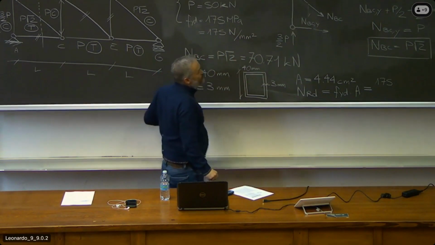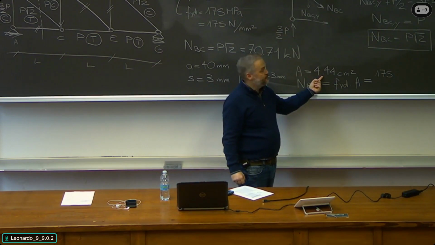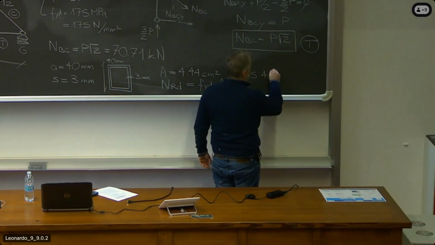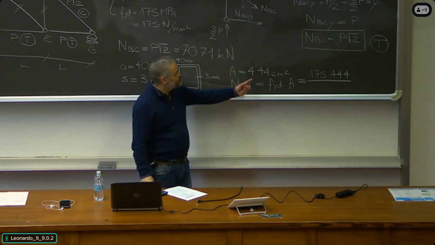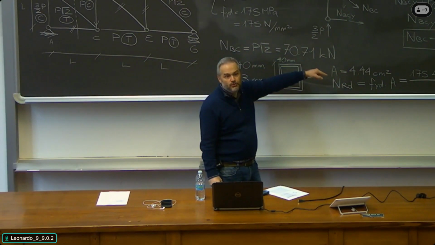Which means it's convenient to transform the area from square centimeters to square millimeters. How do I do that? You have 10 millimeters in 1 centimeter, which means you have 100 square millimeters in 1 square centimeter. So I basically have to multiply this number by 100, and I will divide it. Of course, the result gives you Newton over square millimeters times square millimeters, which gives you newtons.